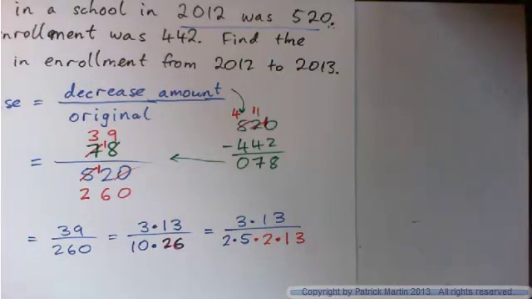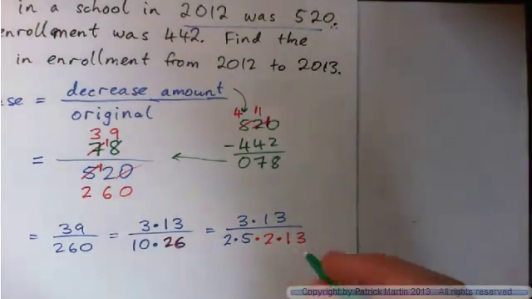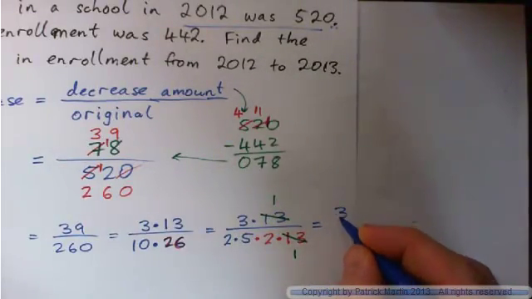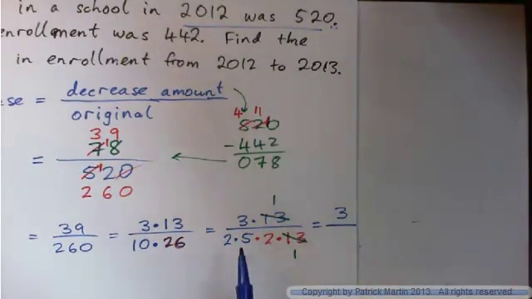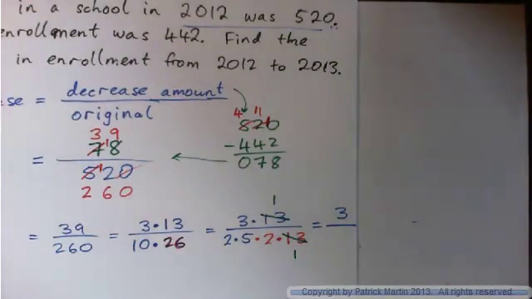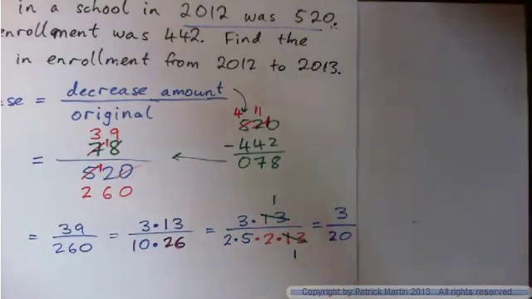And we know we can cross cancel common factors, right? So what can we cross cancel here? How about 13, right? Doesn't that cross cancel? So this whole thing becomes 3 over 2 times 5 times 2. What's that? 2 times 5 is 10. 10 times 2, 20. Okay?